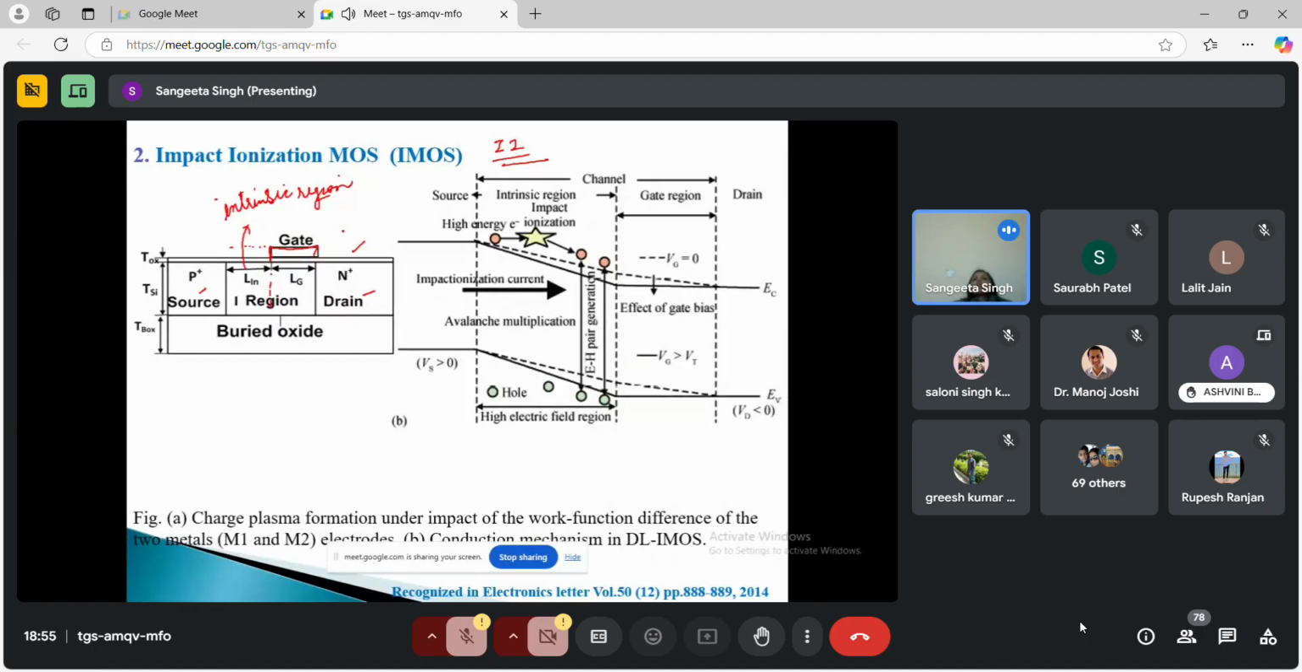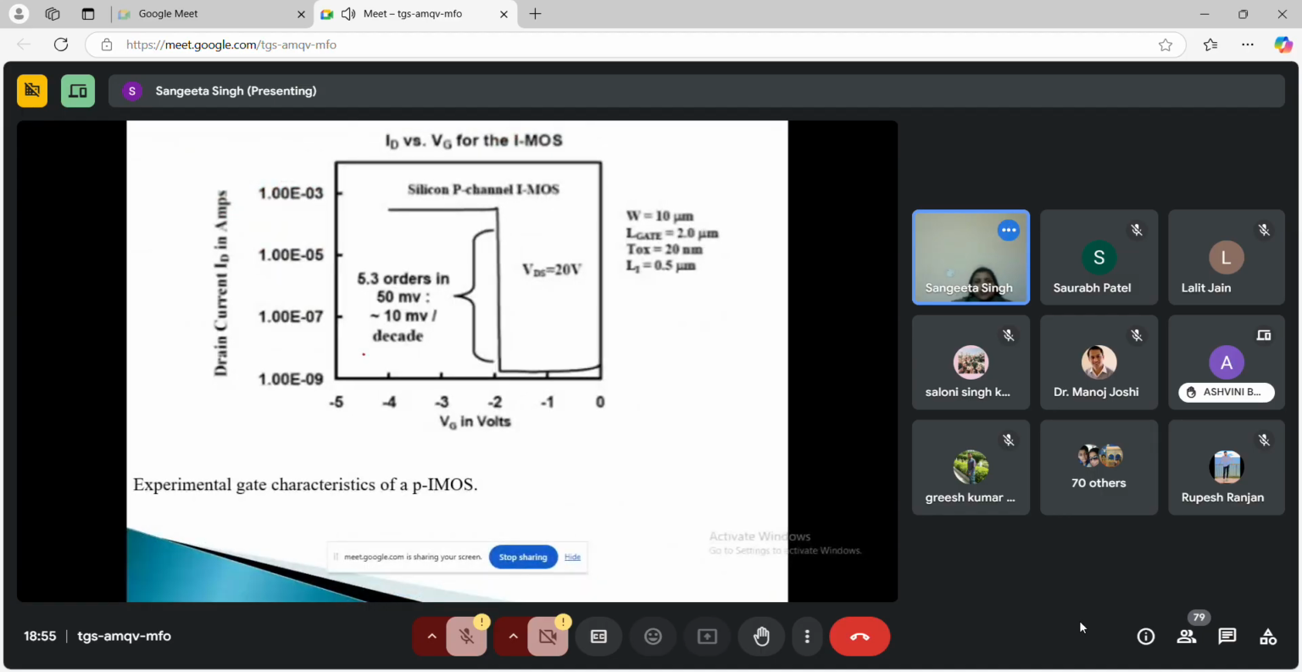That is why the reliability of impact ionization is lower. So the major issue with IMOS: operating voltage is very high, -5, -4, -3. But the drive current is also very high, of the order of 10 to the power -3. This is exactly what we needed. Sub-threshold slope is very low. Instead of 60 millivolt, you are getting 10 millivolt per decade.